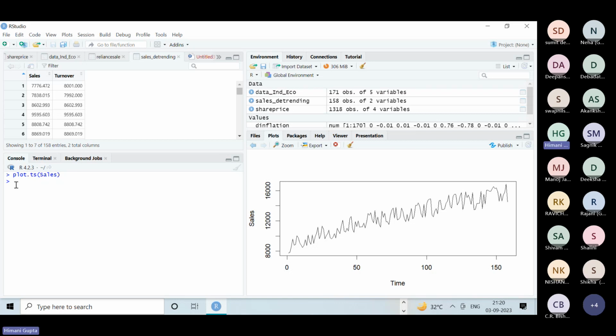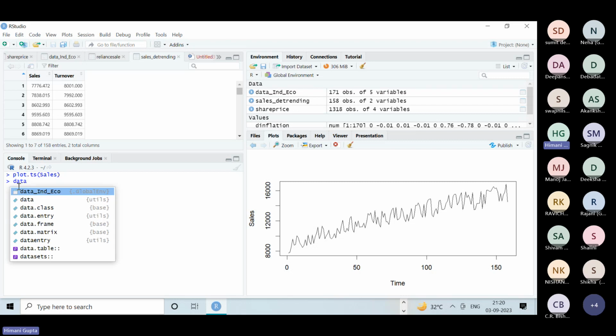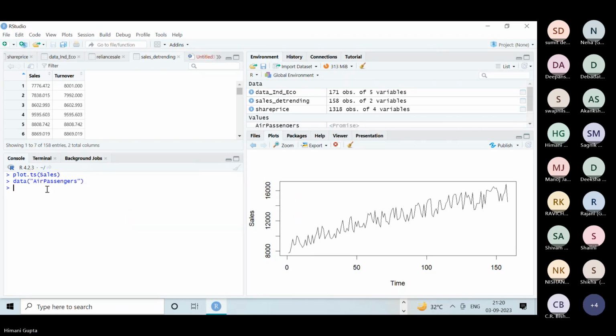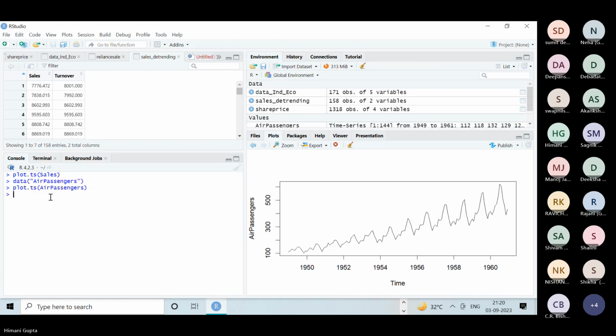I'll give you one more data. There's one inbuilt data, that is air passengers. Okay, now let me plot this. Now see this diagram. This is a diagram for air passengers. I gave you one example: suppose in the summer season, we all are having holidays, right? So whenever we are having holidays, we all go for a trip.